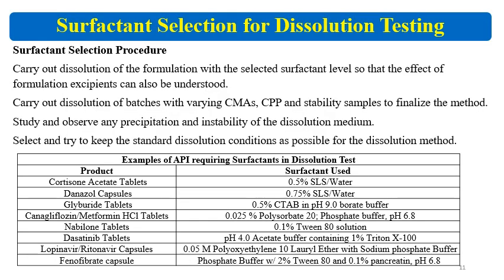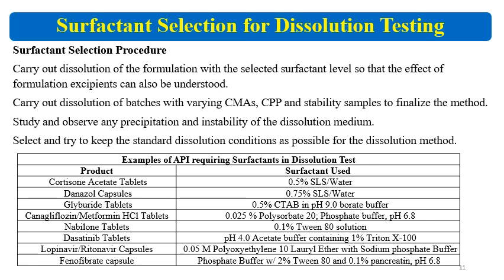Then after completion of this activity, carry out dissolution of the formulation with the selected surfactant level so that the effect of formulation excipients can also be understood. So this you can do in parallel also. Carry out the dissolution of batches with varying CMAs, CPPs and stability samples to finalize the method. Study and observe any precipitation or instability of the dissolution media. This is to understand the compatibility of the surfactant and the dissolution medium you have selected.